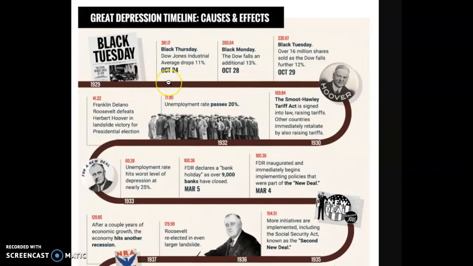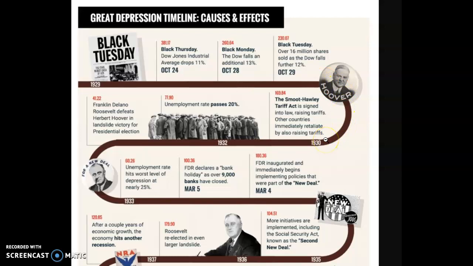So starting in October of 1929, the stock market started to drop. On Black Thursday, October 24th, it dropped 11%. Black Monday, it dropped another 13%. And then on the 29th, it dropped an additional 12%. And that day is known as Black Tuesday.